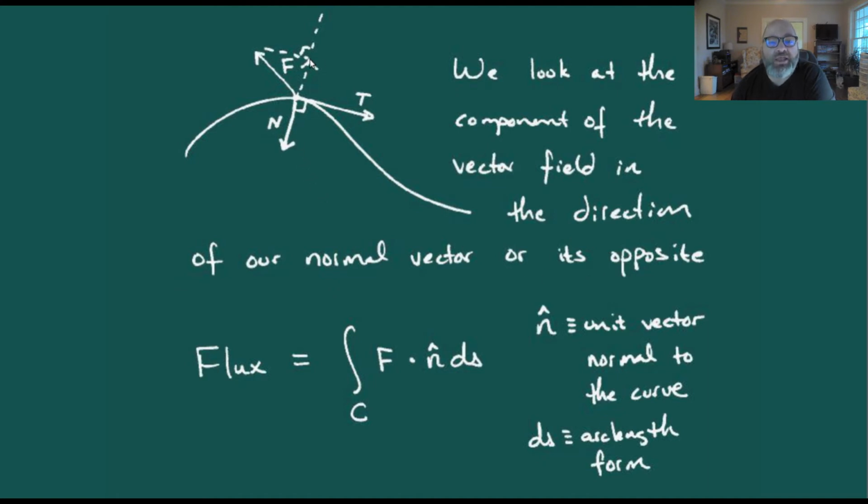So we're really looking at this projection of the field vector in the direction of either the opposite of the normal vector or the normal vector, depending on whether we want to look at the flux coming in through the curve or passing out of the curve. How we actually do that is the integral over the curve itself of our force vector dotted with n hat, the unit normal vector to the curve, either facing in or facing out, and ds is just our usual arc length form.